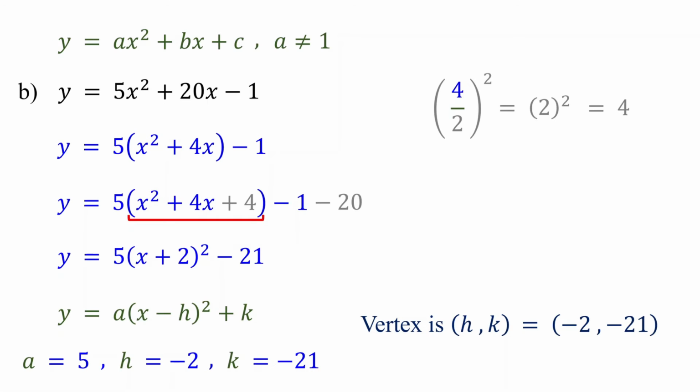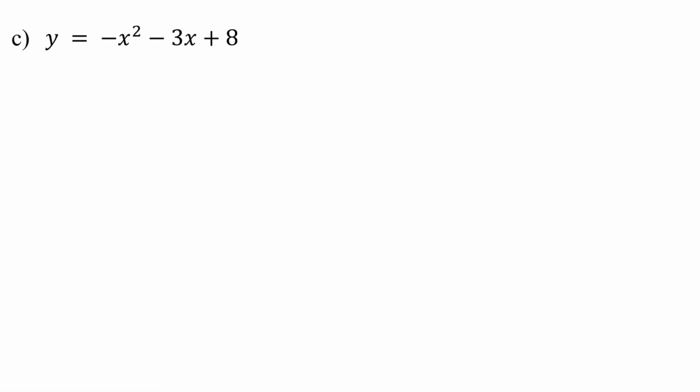Let's work on one more example with a leading coefficient different from 1 and also a bit challenging. Feel free to pause the video and give it a try. The leading coefficient is -1, so our initial step is to factor it out from the variable terms. This gives us the negative of (x squared plus 3x).